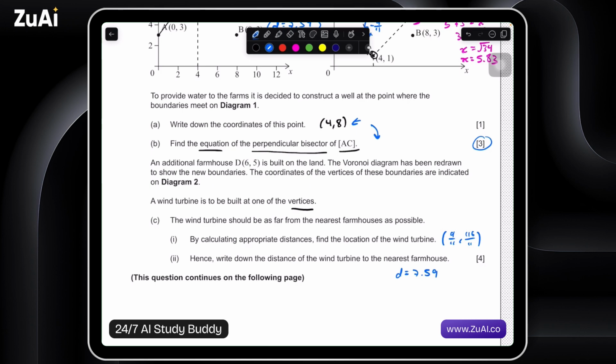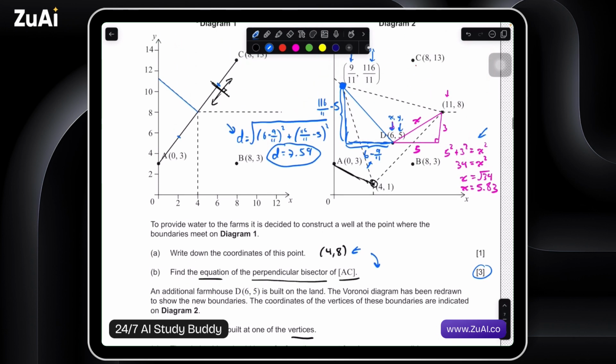Alright, so that one took quite a while. Sorry for the lengthy explanation for the Voronoi diagram. Little clumsy, I suppose.